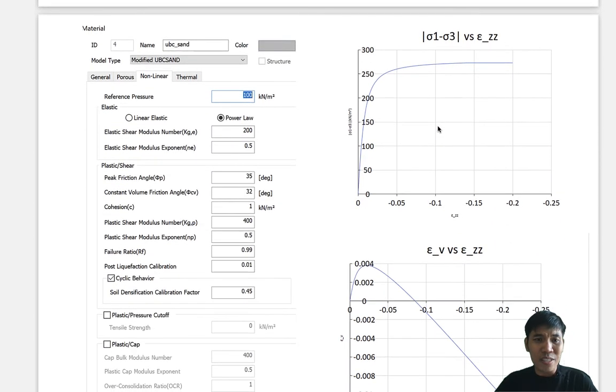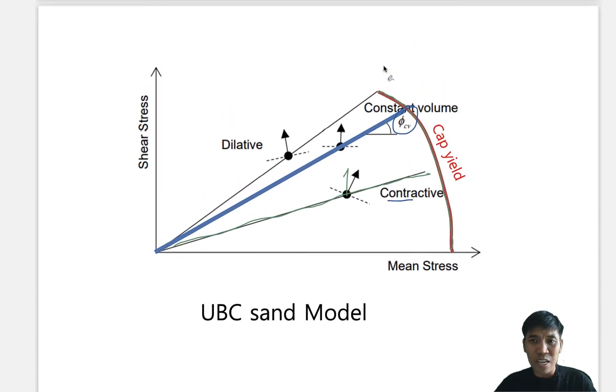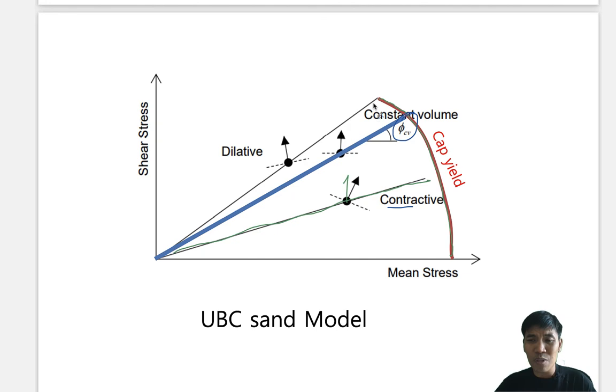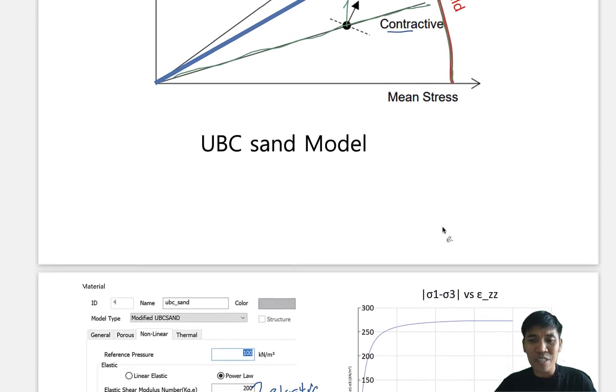For UBC sand, you have to input the elastic part, the friction angle, the constant volume, VCV, which is the line that governs whether the soil should be in contraction or dilation, the cohesion, and this one is the exponent value. You can also specify whether your soil should have a cap or not. In this one, you can enable or disable the cap. If you don't want the cap, you can disable it.